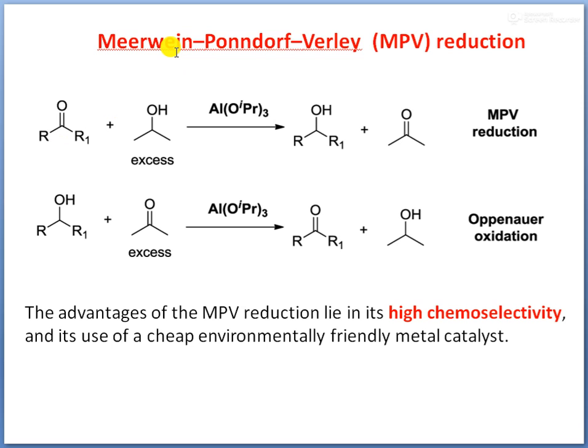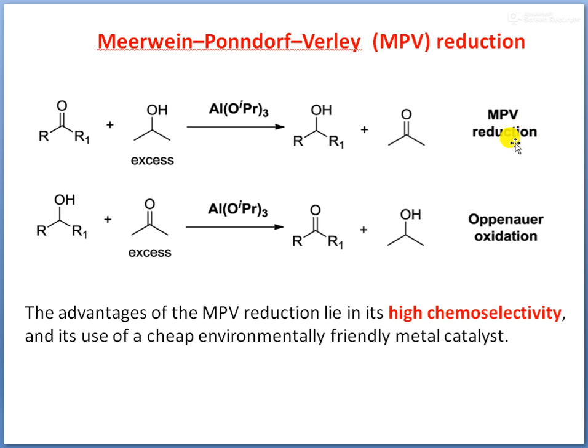Let us understand this reaction. Here you can see a carbonyl compound, a ketone. This ketone is treated with aluminium isopropoxide in excess of solvent, that is an alcohol. So this ketone is reduced to an alcohol, and the solvent alcohol is oxidized to a ketone. This first reaction is the MPV reduction reaction.